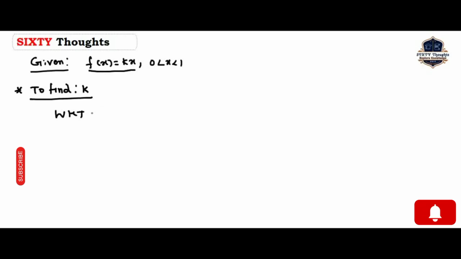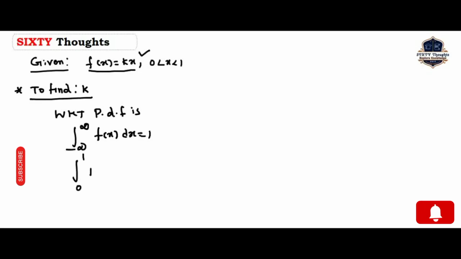So here we know that the probability density function satisfies: integration from minus infinity to plus infinity of f of x dx equal to 1. Here we know what f of x is. F of x is nothing but kx. So what does the limit vary from? 0 to 1. So using this limit we find the k value, right? So I am going to write the limit from 0 to 1. F of x value is kx dx equal to 1.